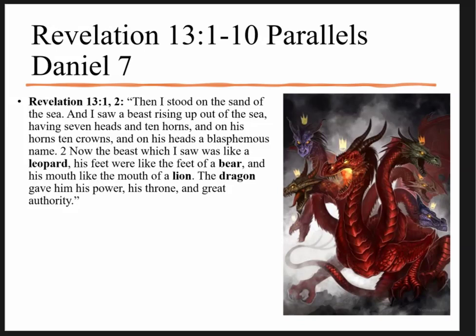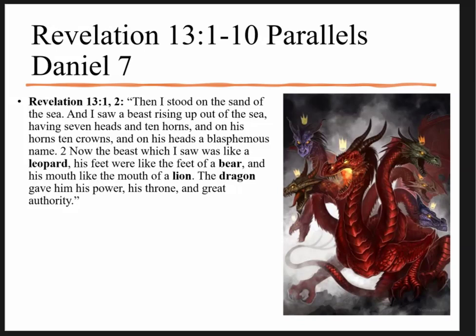Let's read Revelation 13, 1 and 2. Then I stood on the sand of the sea, and I saw a beast rising up out of the sea, having 7 heads and 10 horns, and on his horns 10 crowns, and on his head a blasphemous name. Now the beast which I saw was like a leopard. His feet were like the feet of a bear, and his mouth like the mouth of a lion. The dragon gave him his power, his throne, and great authority.